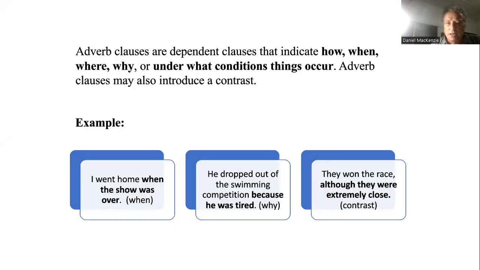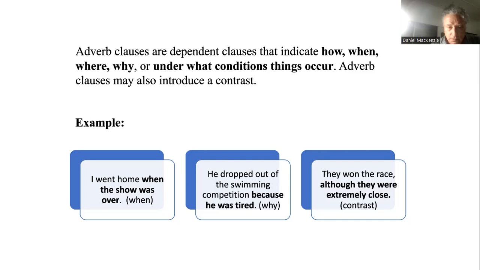Adverb clauses are dependent clauses that indicate how, when, where, why, or under what conditions things occur. Adverb clauses may also introduce a contrast. Example, I went home when the show was over. When? So the independent clause would be I went home, and the dependent clause is when the show was over, because that wouldn't make sense by itself.